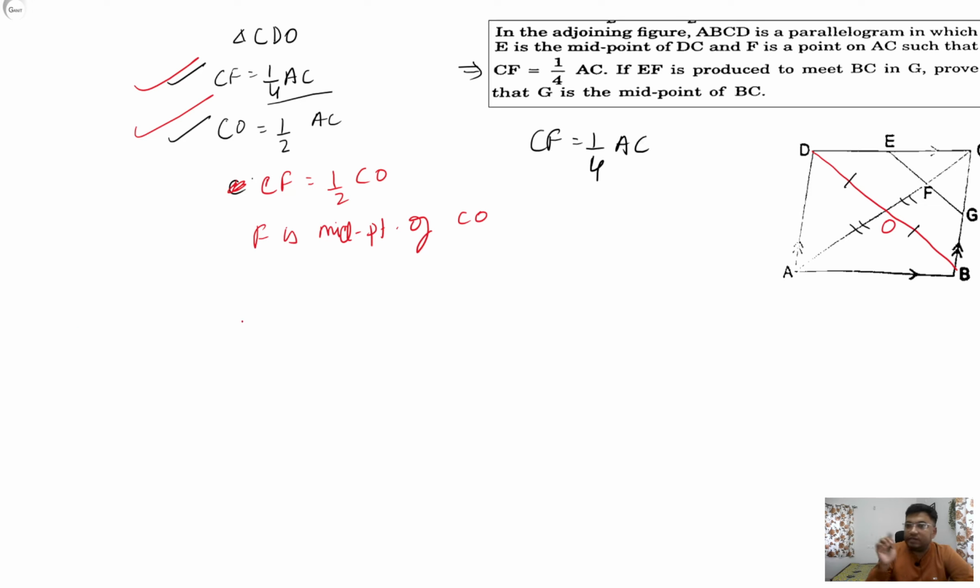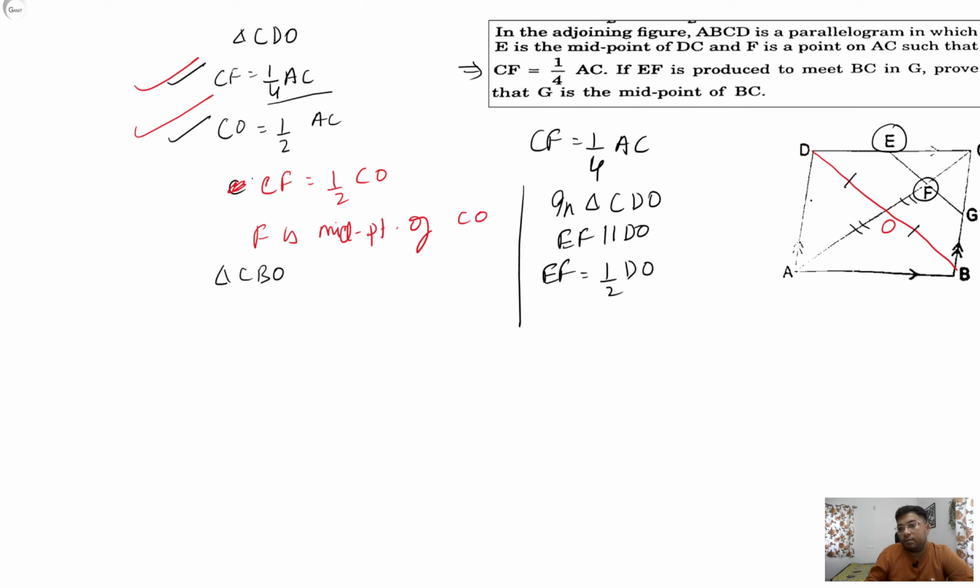Now, we will move to the right side of the triangle. I'm going to talk about a different triangle now, triangle CBO. You just saw that we have proven F as the midpoint of CO. So I'm going to use that. By the midpoint theorem, I can very clearly say that E and F are both midpoints. So I can also say that in triangle CDO, EF is parallel to DO and EF is half of DO. Just by using the midpoint theorem.